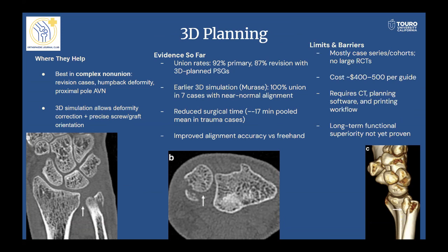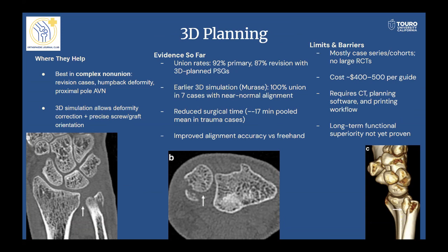There are some limits and barriers though. There are some case series and cohorts, but there are no massive randomized controlled trials. So far, most studies are just kind of small and single-centered reports like that one with an N of 7 that I mentioned, which are promising results, but still kind of low-level evidence that don't really lend themselves to PSGs as the gold standard quite yet.